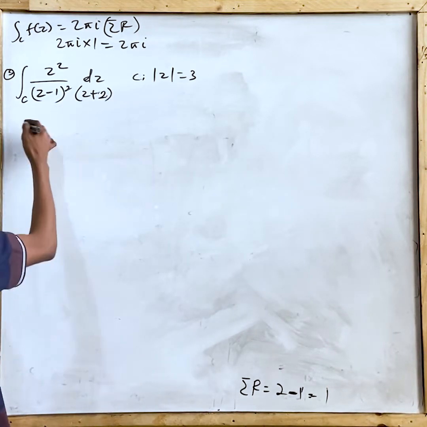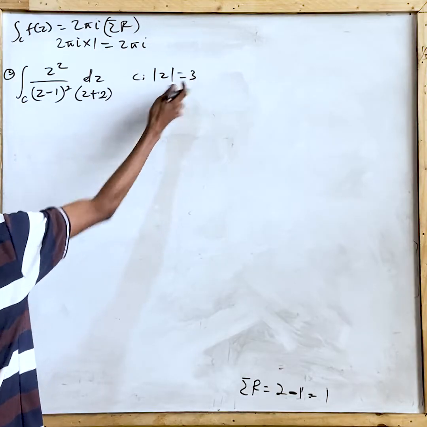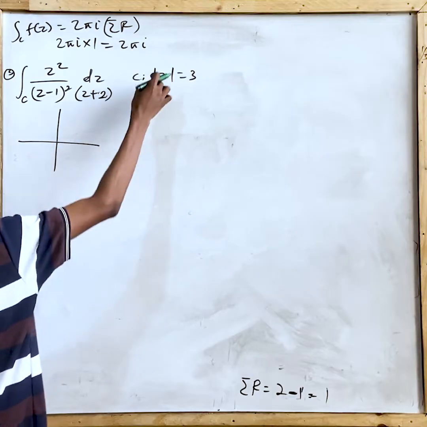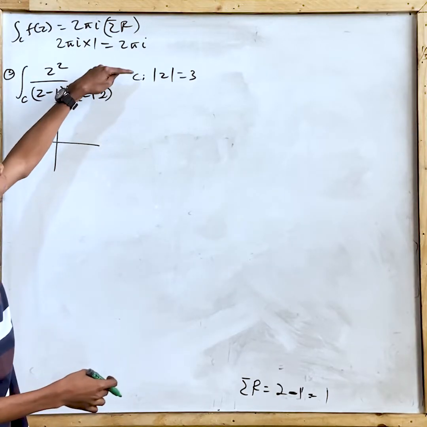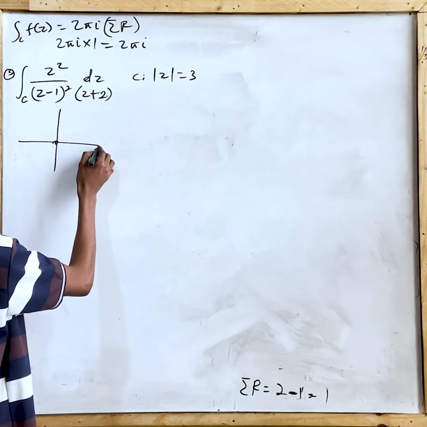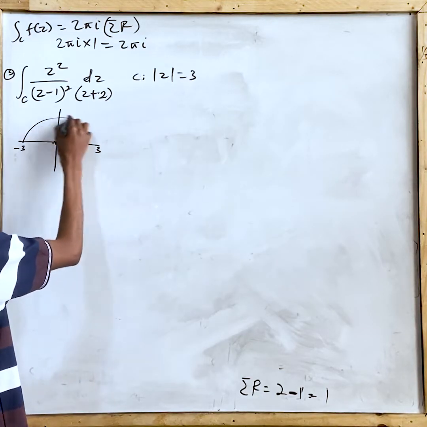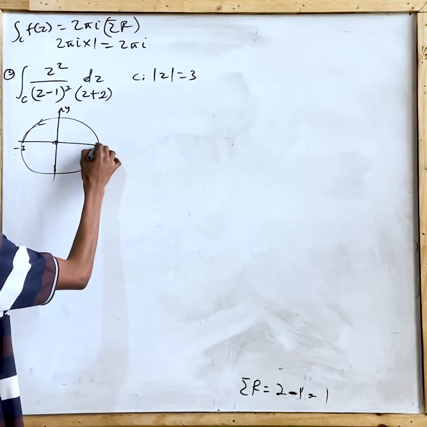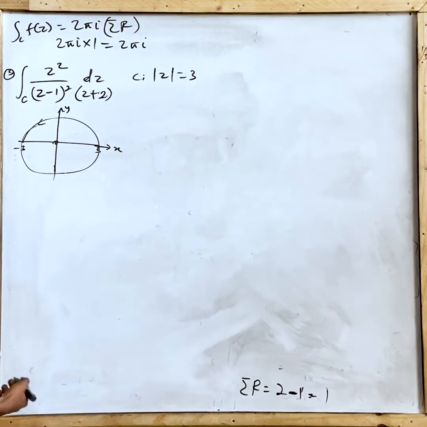Okay, so sketch this. Well, I'll just sketch it here. Z equals 3. It means that the circle is centered at where? Centered at 0. Radius is what? Radius is 3. So this is the contour. Label y and x. Find the pole.